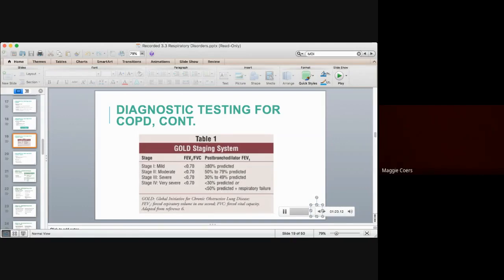This one, however, is a gold standard because the data is much more objective, because we actually have numbers through testing for this GOLD staging system. So the higher the number, the worse the condition. And the difference is based on objective data from pulmonary function tests, whereas the heart failure NYHA has to do with symptoms and a little bit more subjective staging.